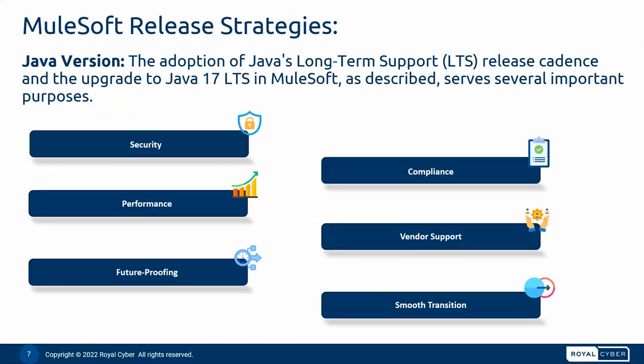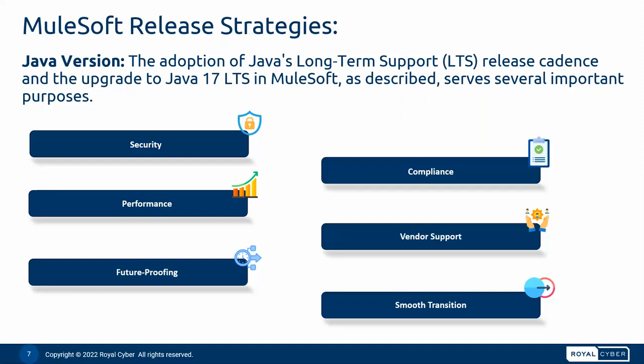The next one is Java version. MuleSoft is adopting the Java long-term support LTS release cadence. Starting from Mule Runtime 4.6 introduces support for Java 17 LTS. This shift is driven by the broader industry trend where many third-party vendors are discontinuing support for Java 8. The move to newer versions such as Java 17 LTS offers benefits including enhanced security, compliance, and performance.